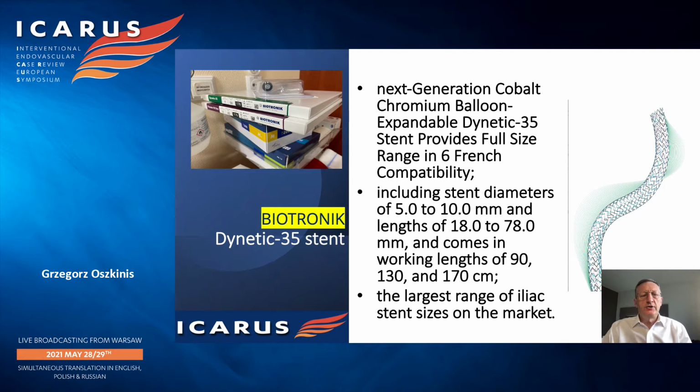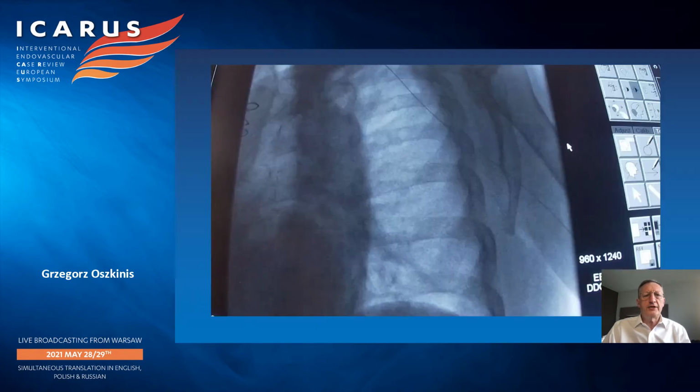We decided to put the new generation cobalt chromium balloon expandable Denetic 35 stent. There are stents from 5 to 10 millimeters diameters and the lengths from 18 to 78 millimeters. What is interesting and why we decided to put this stent is that it comes with the shaft up to 170 centimeters, so it's easy to reach the iliac artery from the radial access.